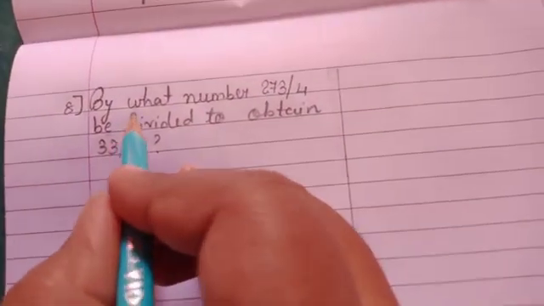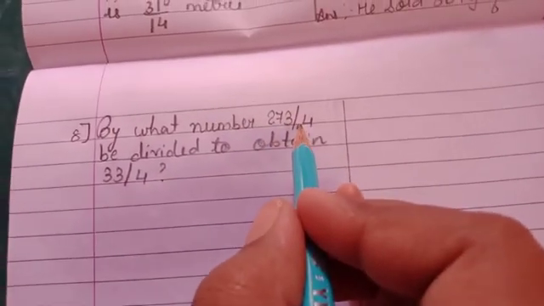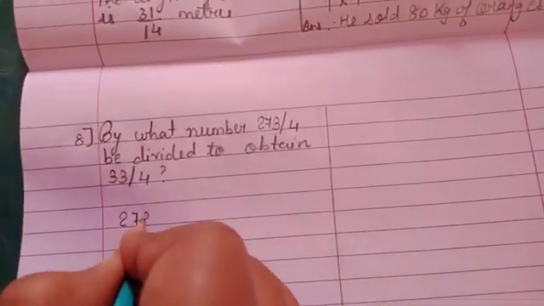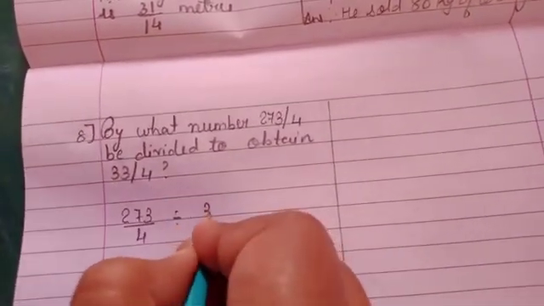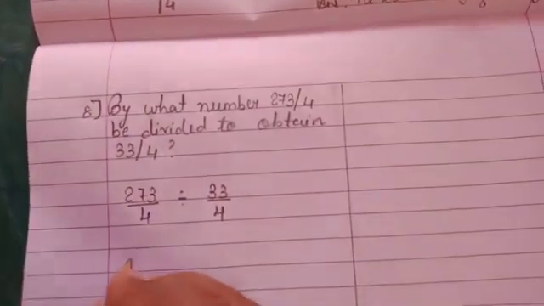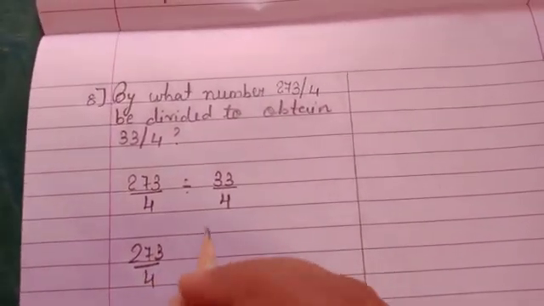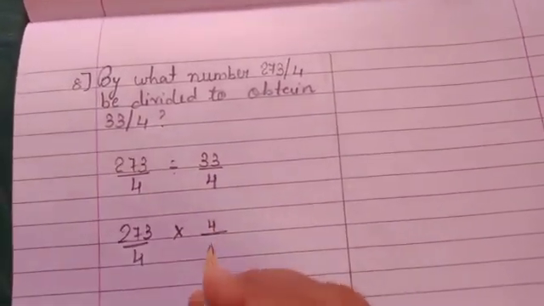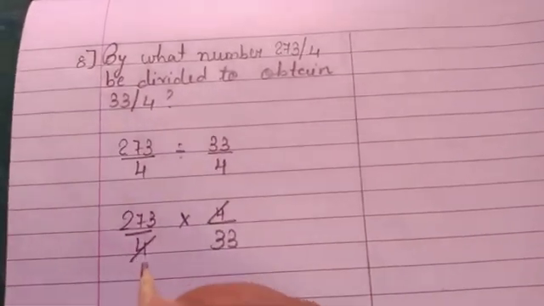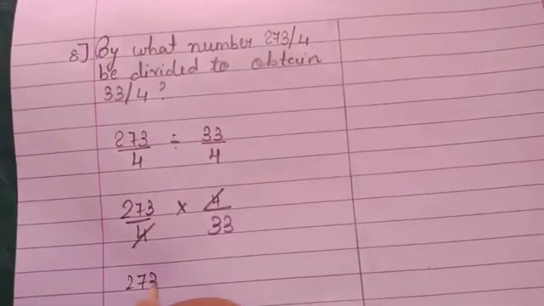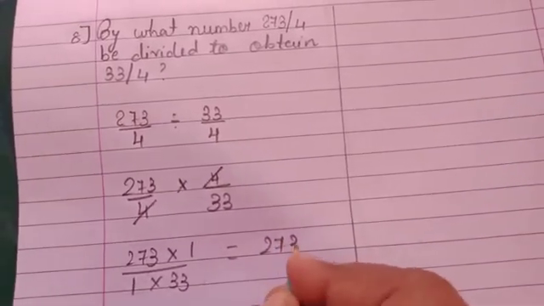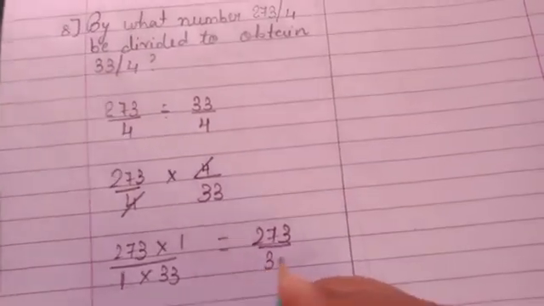Number 8. By what number should 273 upon 4 be divided to obtain 33 upon 4? So 273 upon 4 divided by 33 upon 4. The divide will change into multiply. The reciprocal of 33 upon 4 is 4 upon 33. So this 4 will cancel. So 273 multiplied by 1 upon 1 multiplied by 33. So 273 multiplied by 1 equals 273. 1 multiplied by 33 is 33.